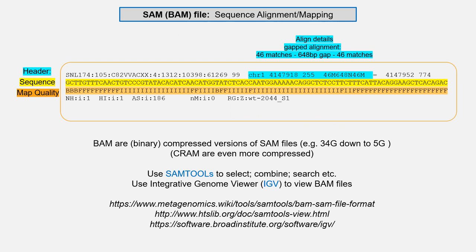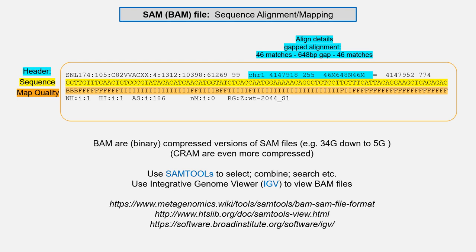BAM files are binary versions of SAM files. That is, they are compressed and not readable in a text editor. If the BAM file is the output of an alignment to a genome, the header information will include details on the alignment and the quality scores will relate to the alignment.